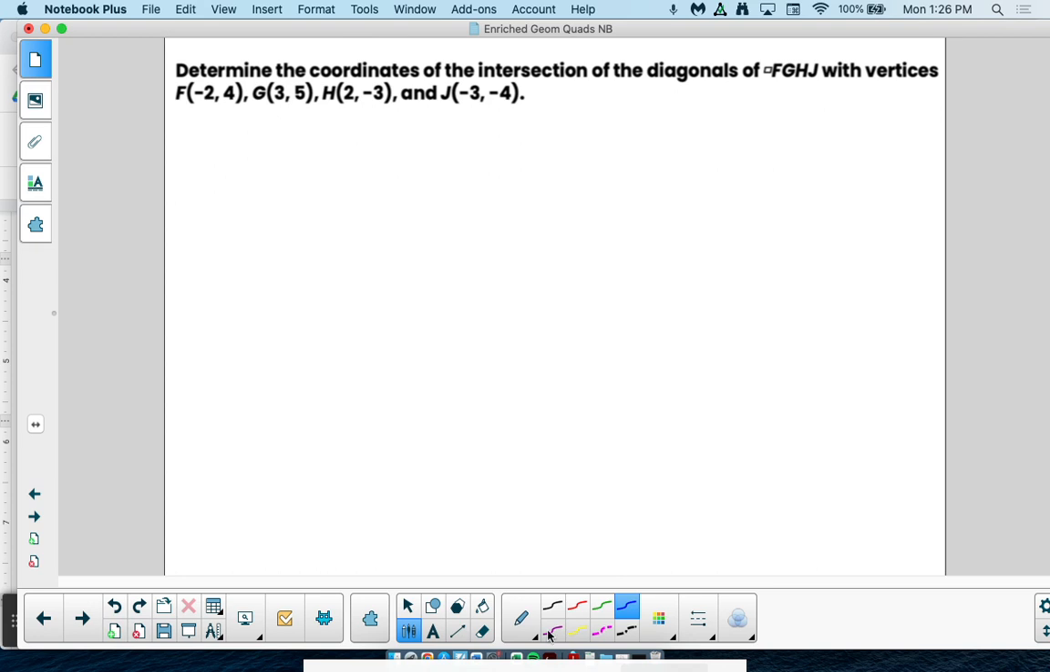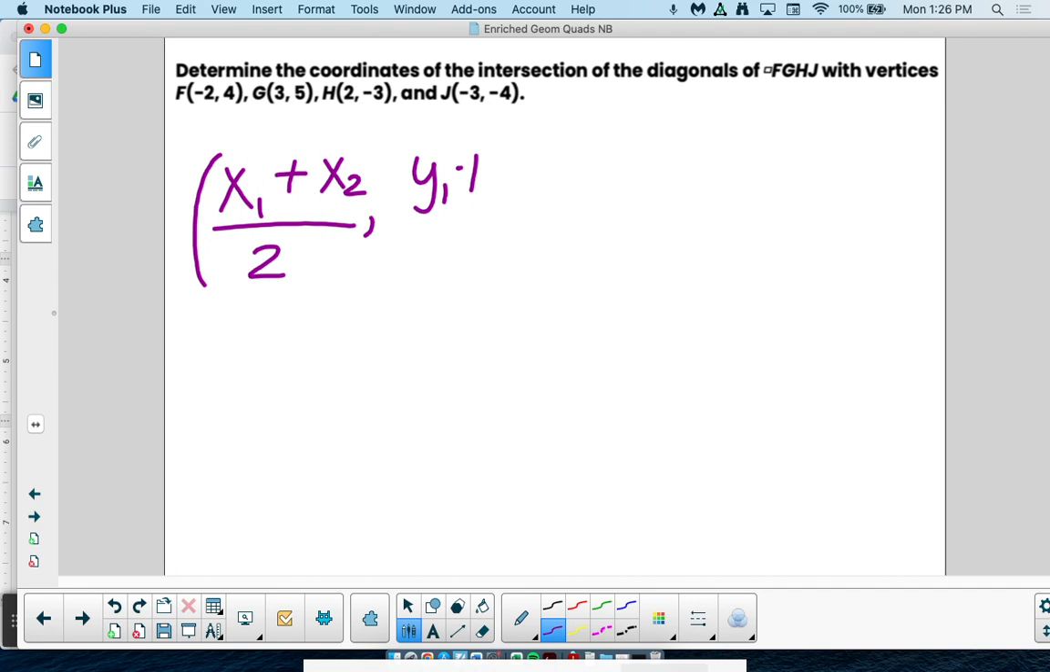You guys remember how to find the midpoint of something? What's the midpoint formula? X1 plus X2, all over 2, and the same with your y's: Y1 plus Y2, all over 2. So I would write down your formula. That's the midpoint formula.